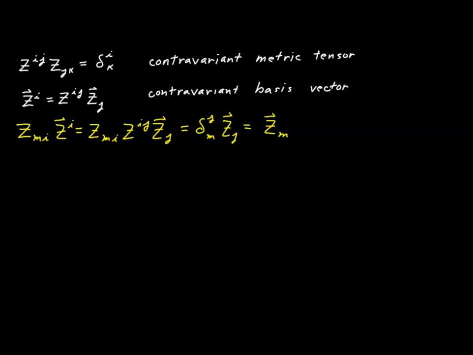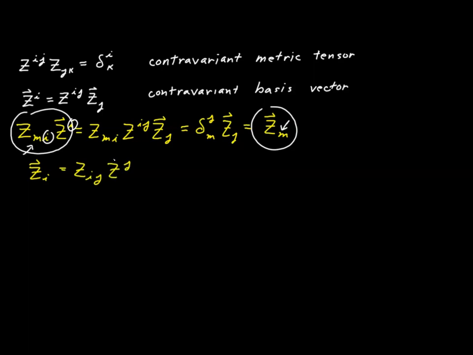Okay, and finally I want to swap sides of the equation. I want this on the left and this on the right. And I want to rename some indexes. I'd prefer this to be I, so I'll rename it here and here. And to do that, I have to rename I to something else like J. That's what I'll do. So the final expression I'm looking for would be Z_I, that's this guy over here, equals Z_IJ times Z^J, just like this.